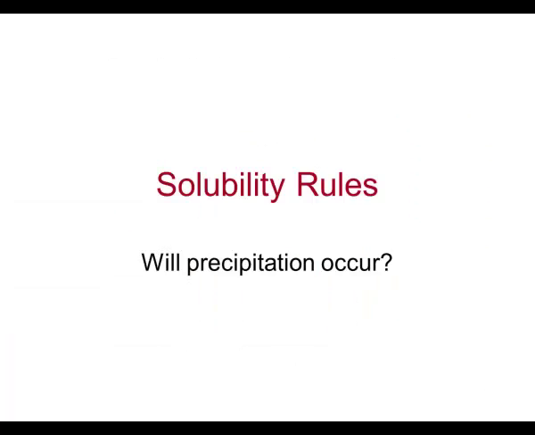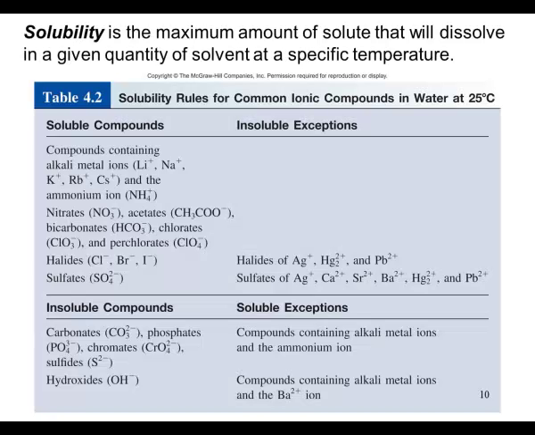Solubility rules. When will precipitation occur? Solubility is the maximum amount of solute that would dissolve in a given quantity of solvent at a specific temperature. This table is very important. Unfortunately, you have to memorize it.